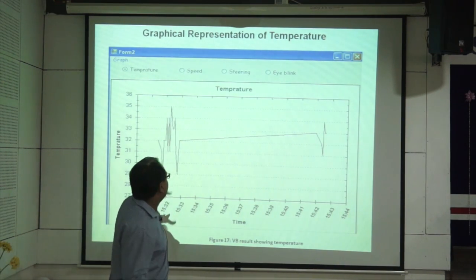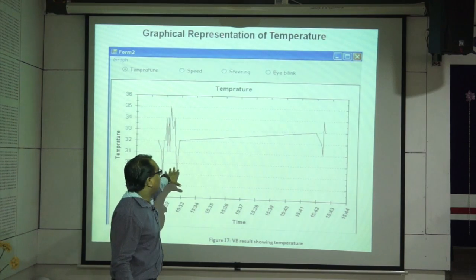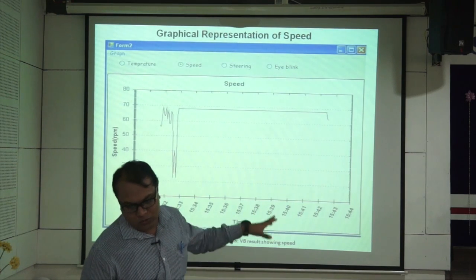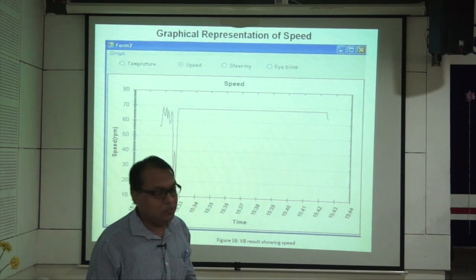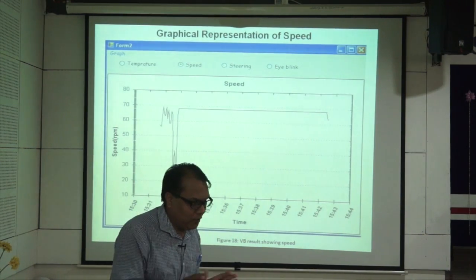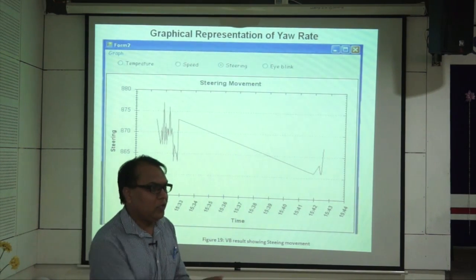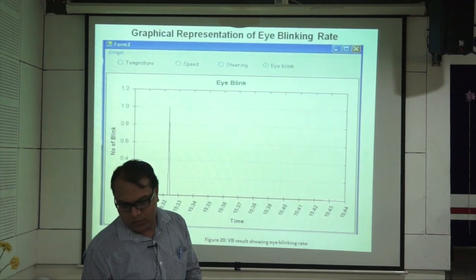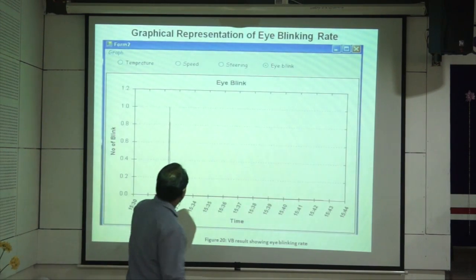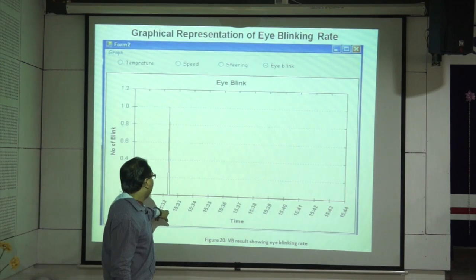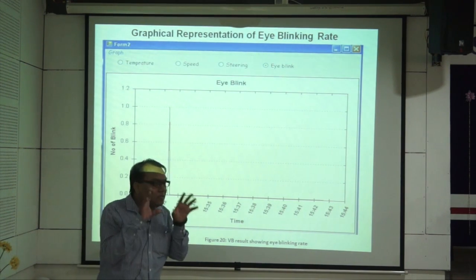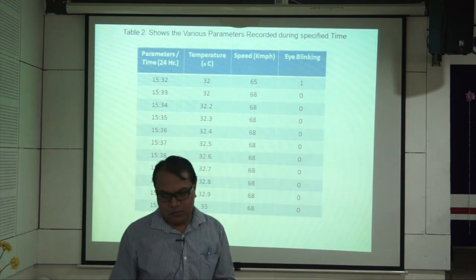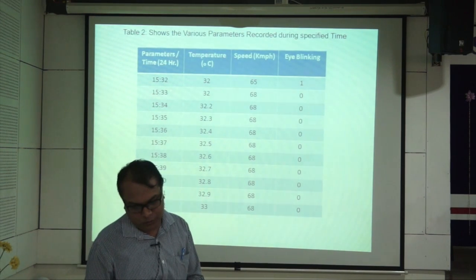The initial vibration shows that sometimes it requires initializing the system. After that, it maintains a uniform temperature. Speed is similar. This graph shows the vehicle speed throughout the journey. For steering movement, I am making use of only a pot, so no conclusion can be drawn from this system. For eye blinking movement, at that particular 15:32 and 15:33 minute, this person has blinked his eyes. How many times he blinked can also be saved in a database. Depending on that, an eye blinking and parameter-based table is also produced.